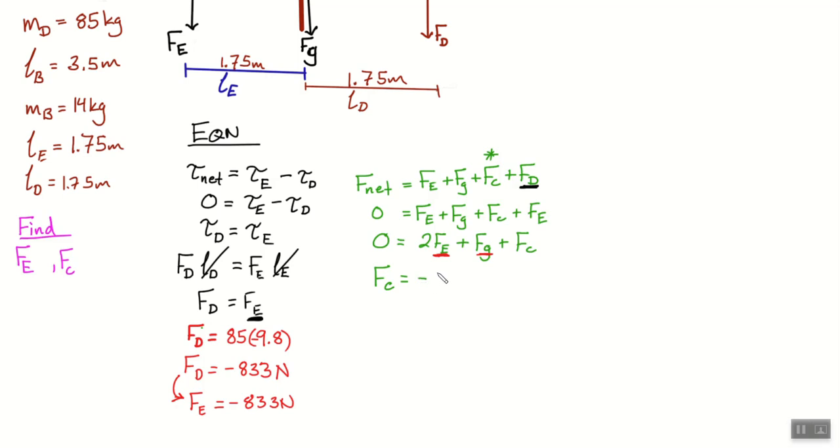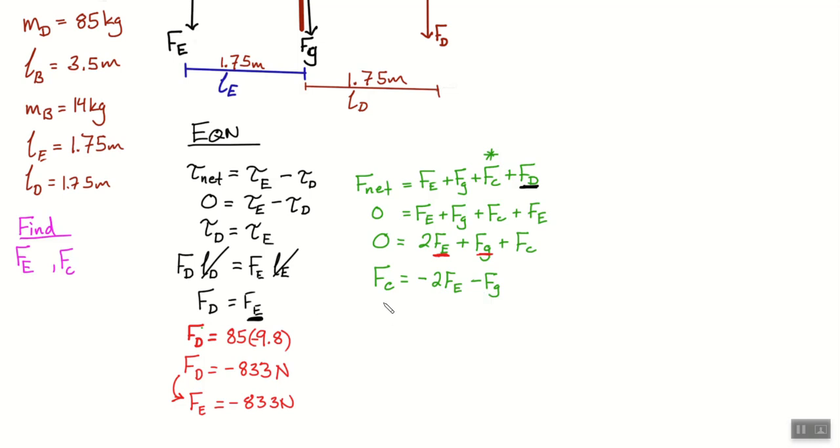Negative, so I'm going to subtract them, right? Negative 2FE minus FG. But here's the really cool thing. Both of these forces, we have negative written here, and they're going in the downward direction, right? Which means now they're both made positive. Because they were down, I subtracted them. I never dealt with the negatives.